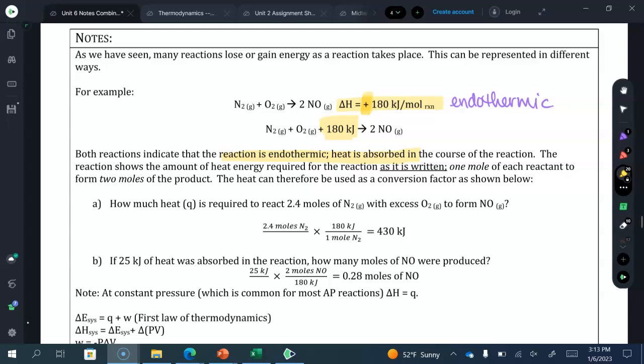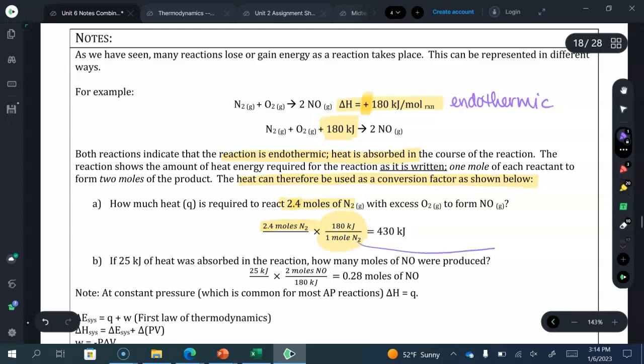1 mole of each reactant to form 2 moles of the product. The heat can therefore be used as a conversion factor, remember stoichiometry, as shown below. Here we have how much heat is required to react 2.4 moles of N2 with excess O2 to form NO. So we can use our starting quantity here and the heat of the reaction. So this is from here.